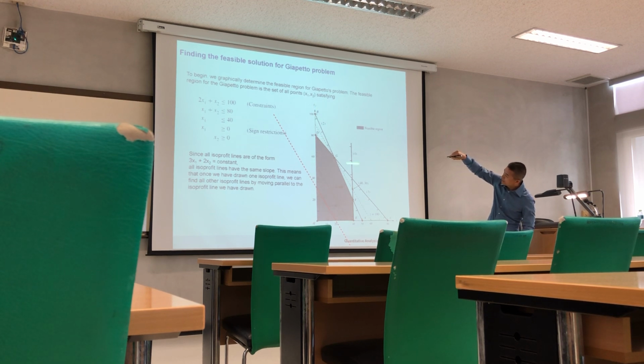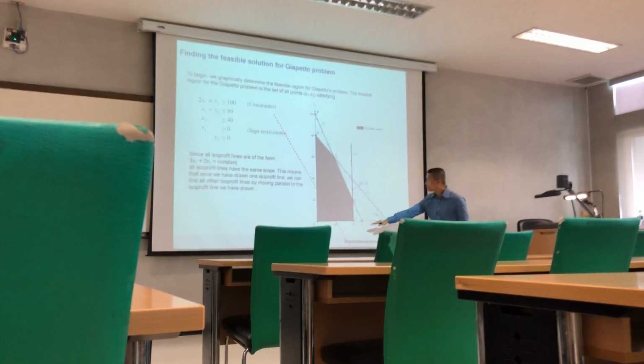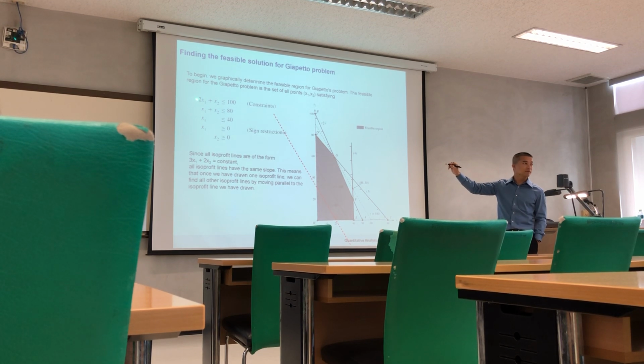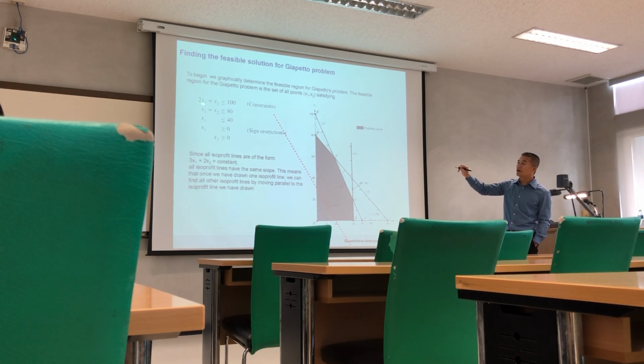Anything to the right of this x2 axis gives you x1 greater than or equal to 0, and anything above this horizontal axis gives you x2 greater than or equal to 0, right? This is the side restriction. And next, let's take a look at 2x1 plus x2 less than or equal to 100. So first we draw this line, 2x1 plus x2 equal to 100. That gives you this line here.